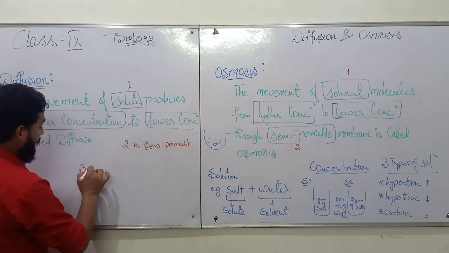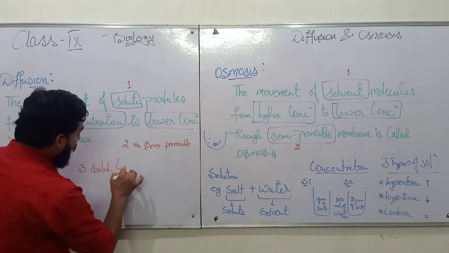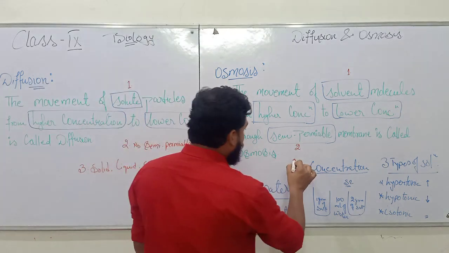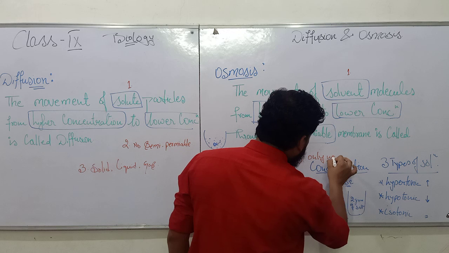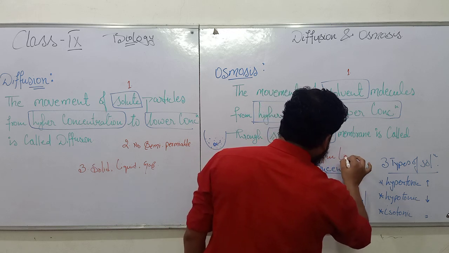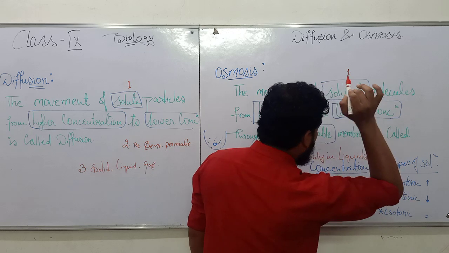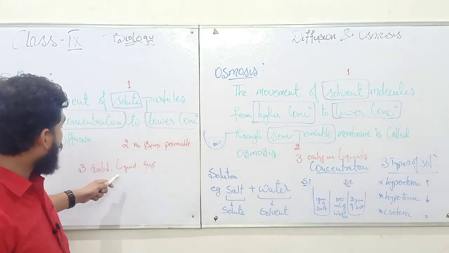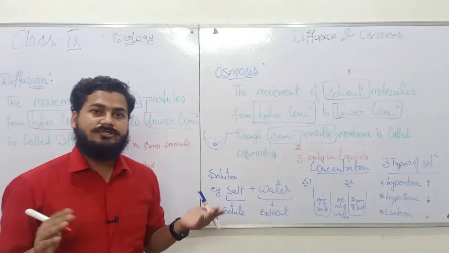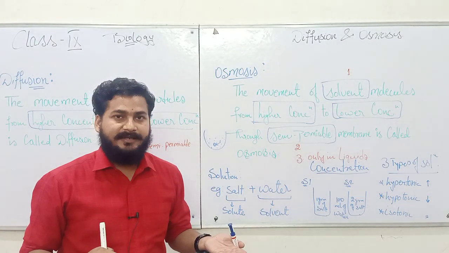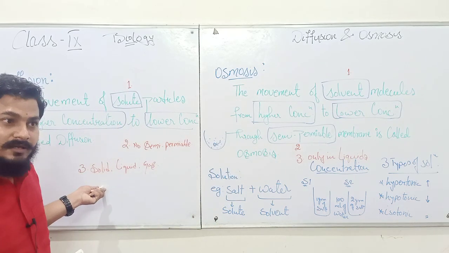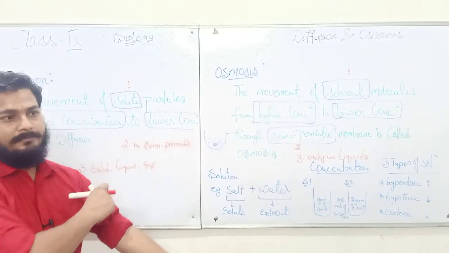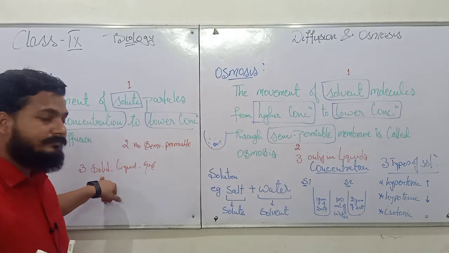I mean to say diffusion can take place in solid, liquid and gas, but osmosis takes place only in liquids. Diffusion can take place in any type of solution, in solids, liquids or gases. I think there would be a confusion about solids. How can a solute move in a solid state? So you can see this whiteboard for the example of movement in solids.